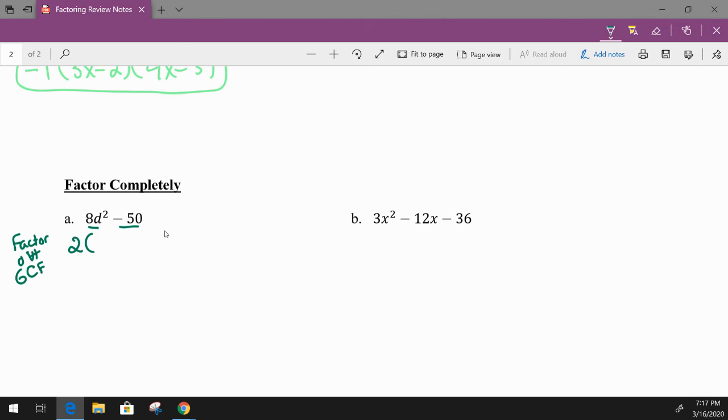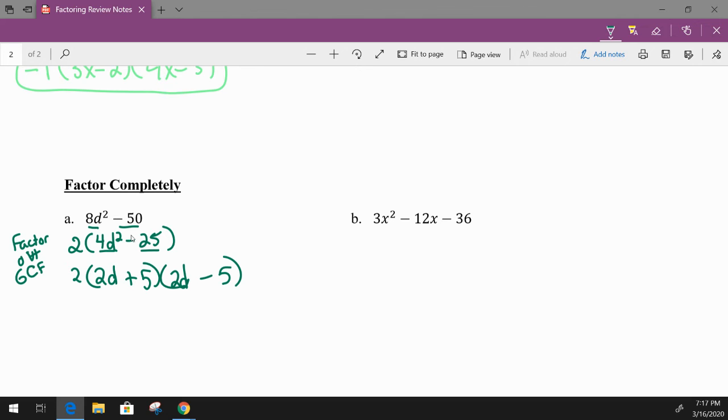Again, since there are 2 terms here, there are going to be 2 terms here. When you divide each of them by 2, you're going to get 4d squared minus 25. Now it's 2 terms, but both terms are perfect squares. So it is a difference of 2 squares, which can be factored again into 2 binomials. The square root of 4d squared is 2d, and that 2d times 2d equals the 4d squared that we had in the beginning. And then the square root of 25 is 5. But since it's a negative 25, one of these must be a positive, one of these must be a negative.